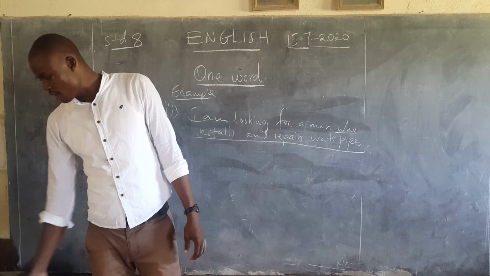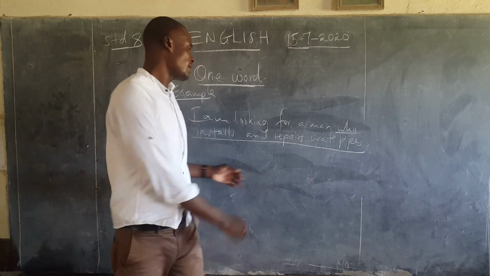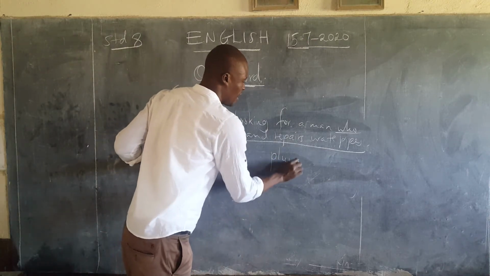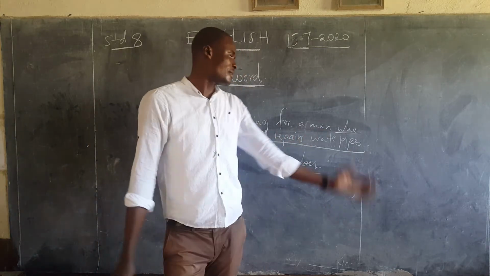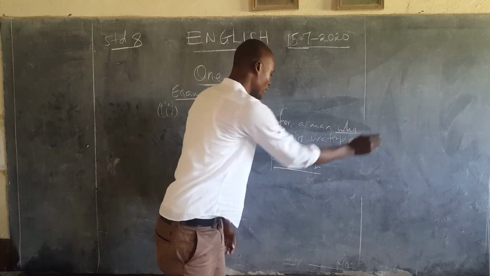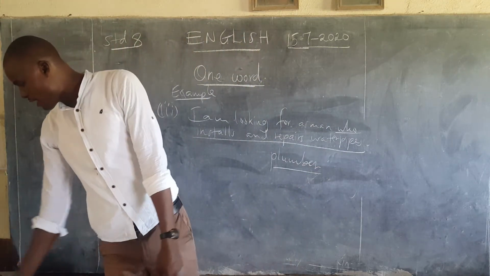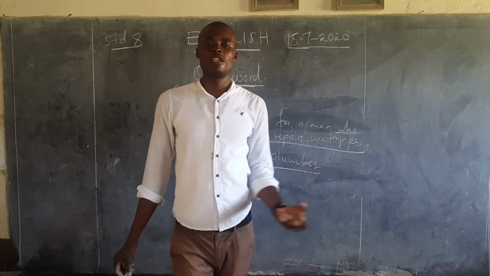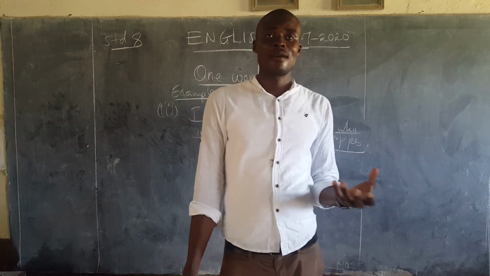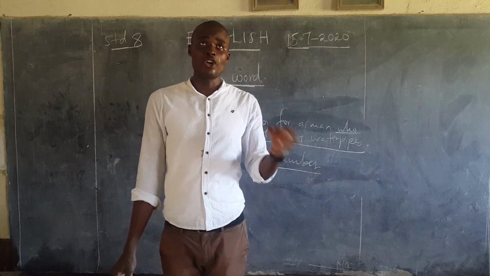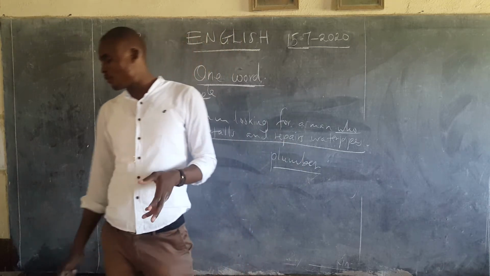Then we have a plumber. Yes, the answer here is a plumber. A plumber installs and repairs water pipes or broken pipes. Then we have a mechanic. A mechanic is somebody who deals with automotives. We have a mechanic who repairs cars, or who joins or repairs parts of a car.